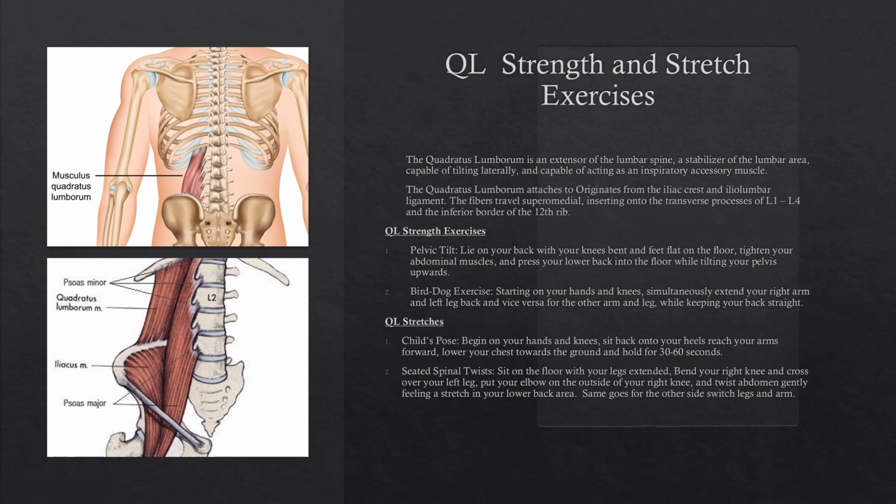In the seated spinal twist, you sit on the floor with your legs extended, bend your right knee and cross over your left leg. You're going to put your elbow on the outside of your right knee, and you're going to twist your abdomen, gently feeling a stretch into your QL. Same goes for the other side when you want to switch sides into that stretch on the other side.